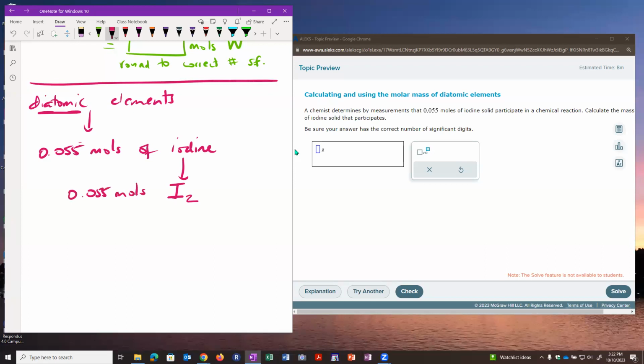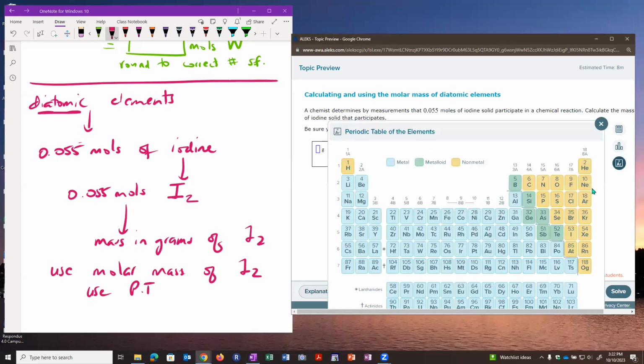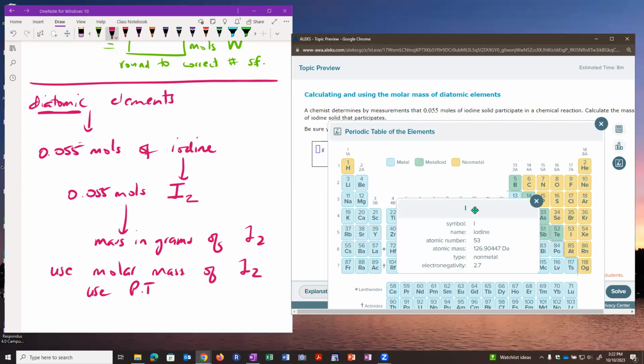We need to calculate the mass of iodine that we have. So we want to go from moles to mass, which is in grams, of I2. Just like in the question before, going from moles to grams or grams to moles, we're going to use the molar mass of the thing in question, which in this case is iodine, I2. Again, we're going to use the periodic table to look that up. So I find iodine on the table. The molar mass for I is 126.90 grams, but I have two iodine atoms that make up a molecule.